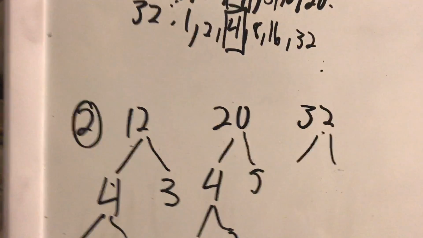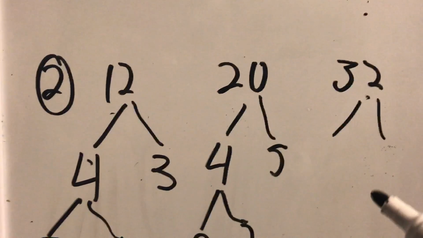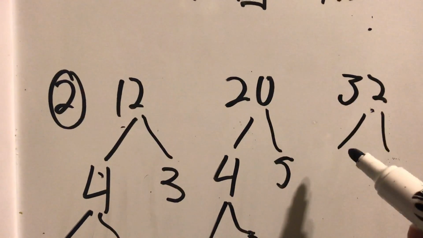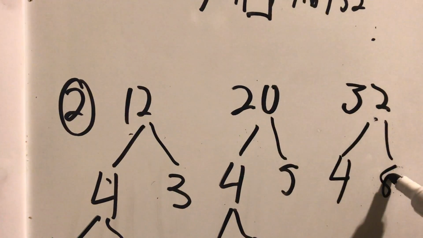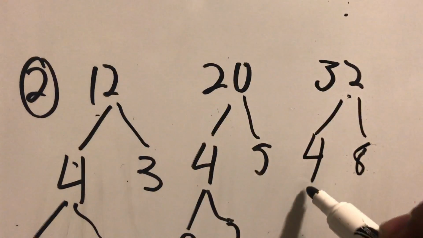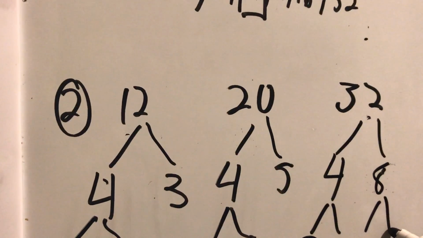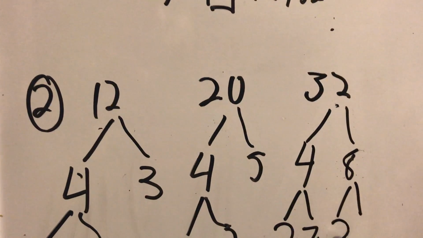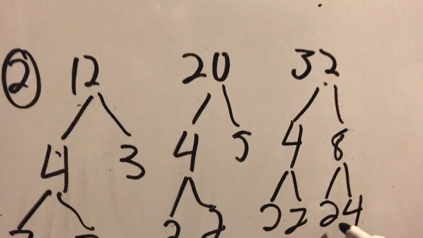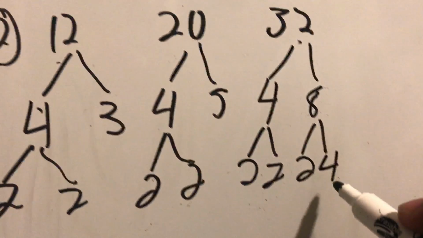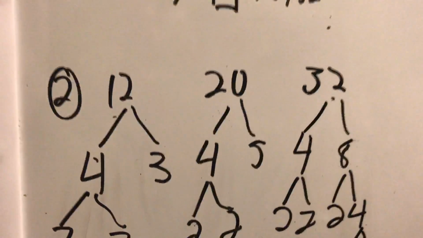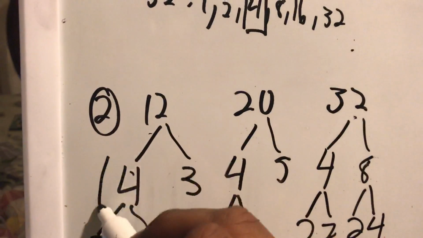The next number that we're going to be working on is 32. What two numbers equal 32? 4 times 8. Can you factor 4? Yes, so 2 times 2. What about 8? Yes, so it's 2 and 4. Can you factor it further? Yes, you can do the 4, so 2 times 2. So the GCF is 4.